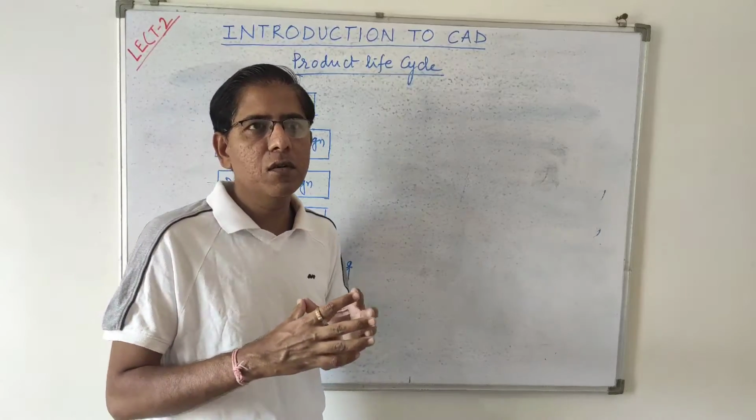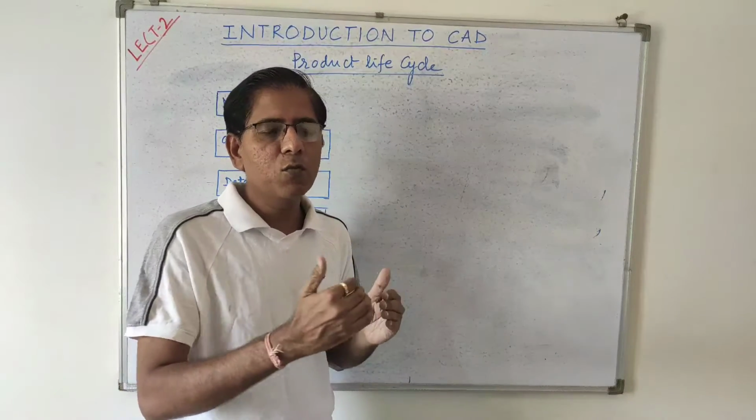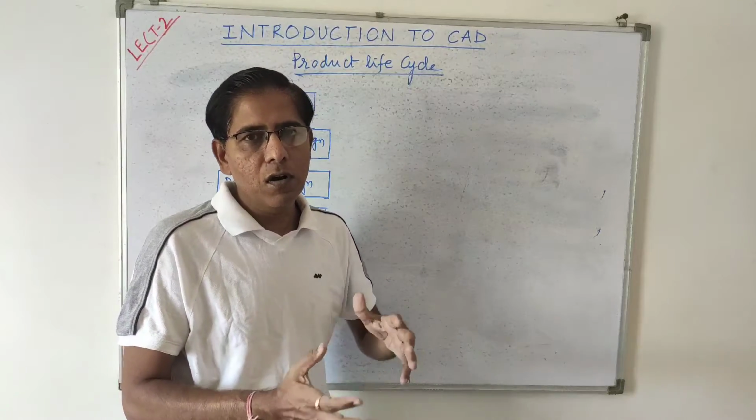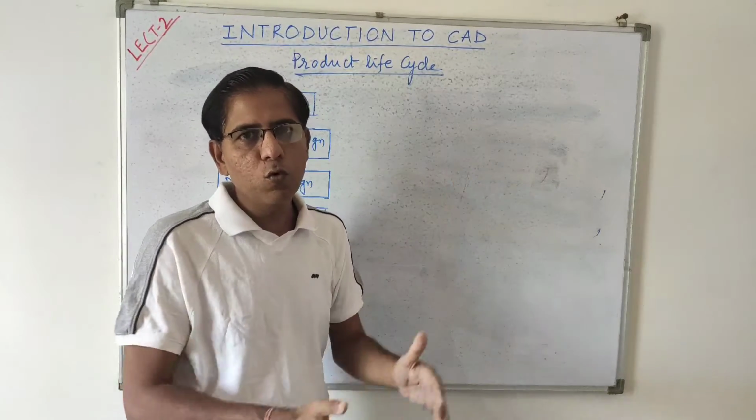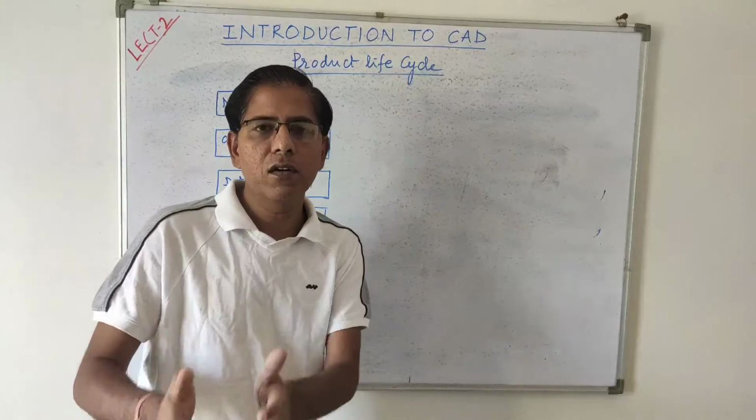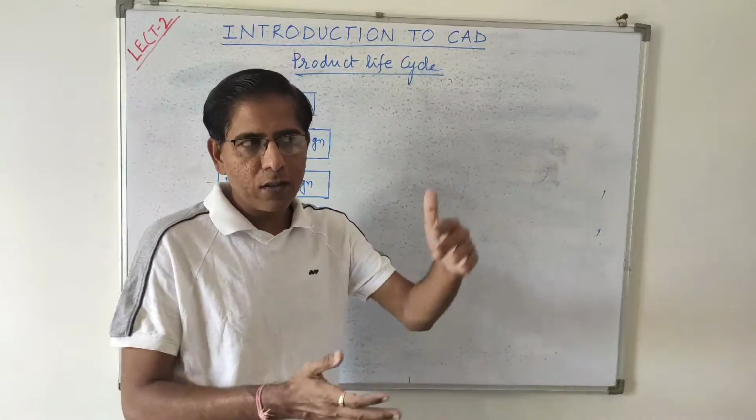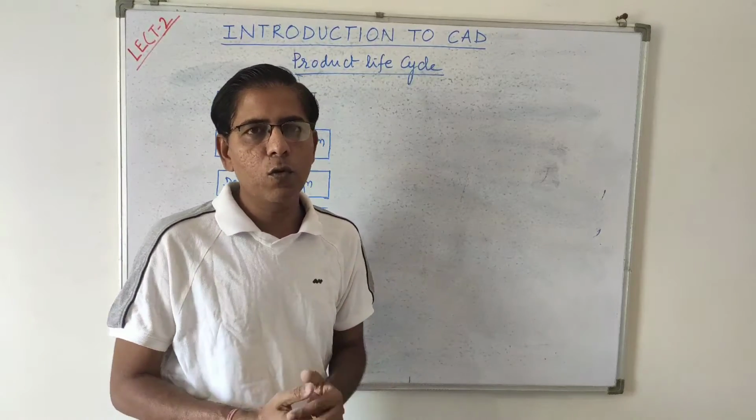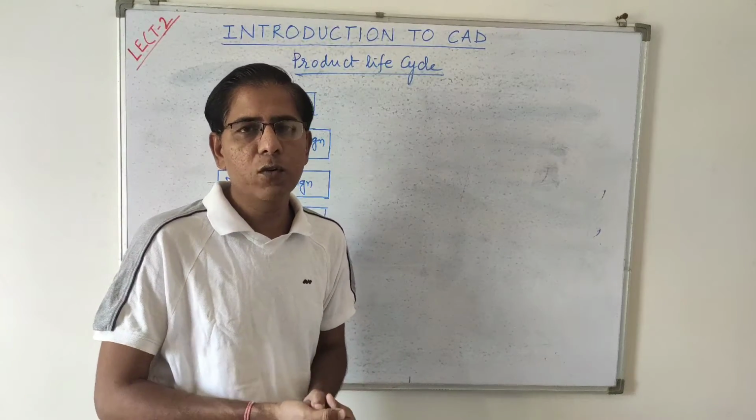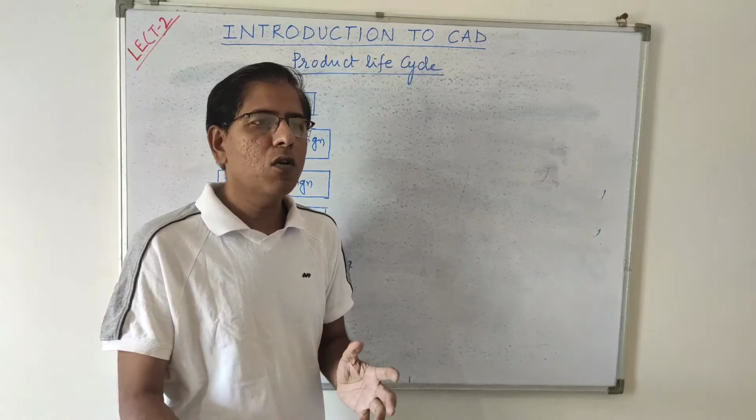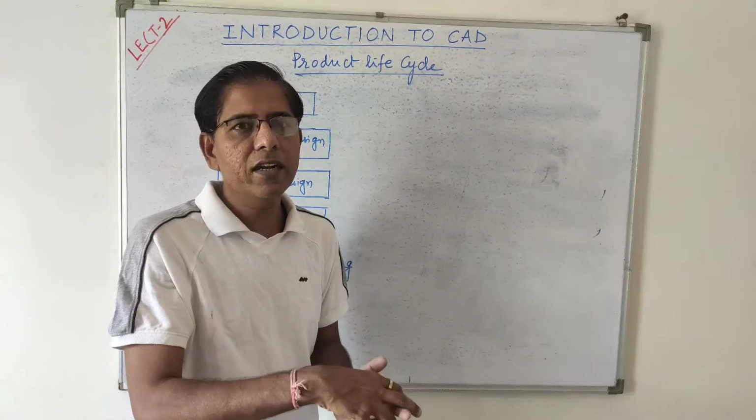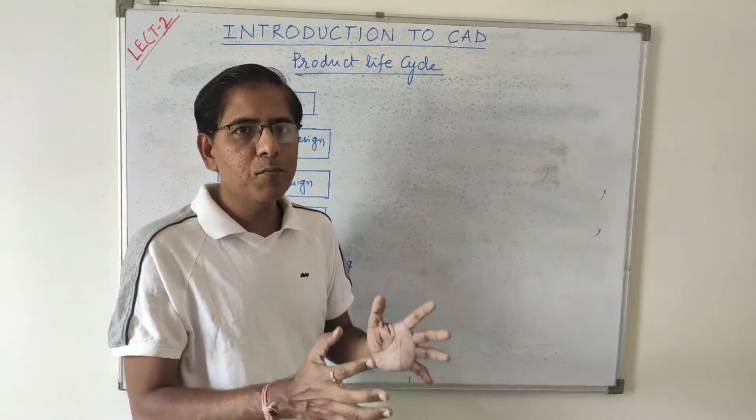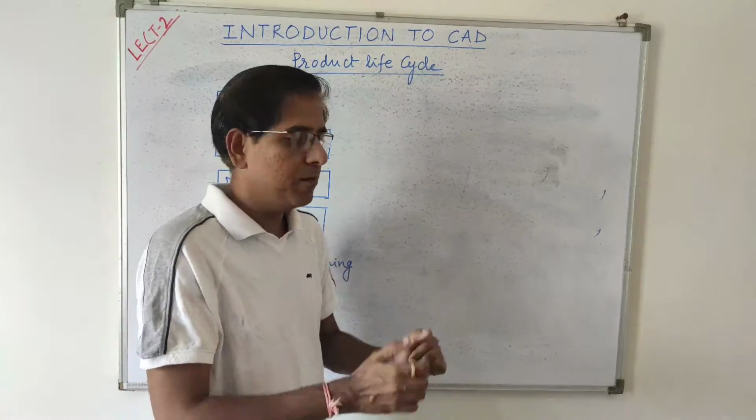That means what steps are to be followed for any product to come into the market. So that product has to go through various steps, then only it comes to the market. So what are those steps which any product follows before coming into the market, and how a computer system can be integrated in those steps. So that is an implementation of a CAD.